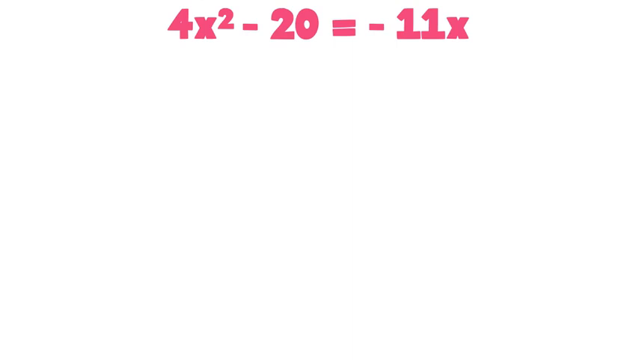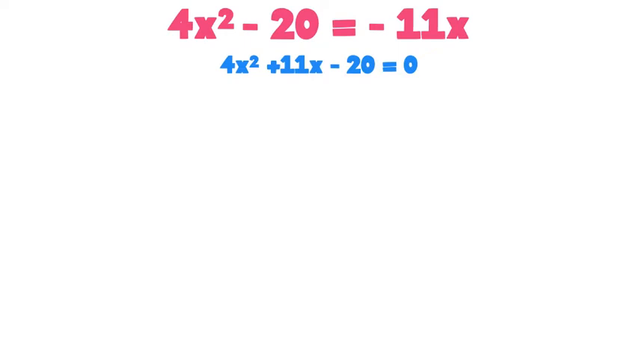Let's get started. First, we need to make sure our quadratic is in standard form. So I want to move that 11 over to the other side so that it's equal to 0. Make sure you put it in the right order: ax squared plus bx plus c. So that 11x needs to be moved into the middle.